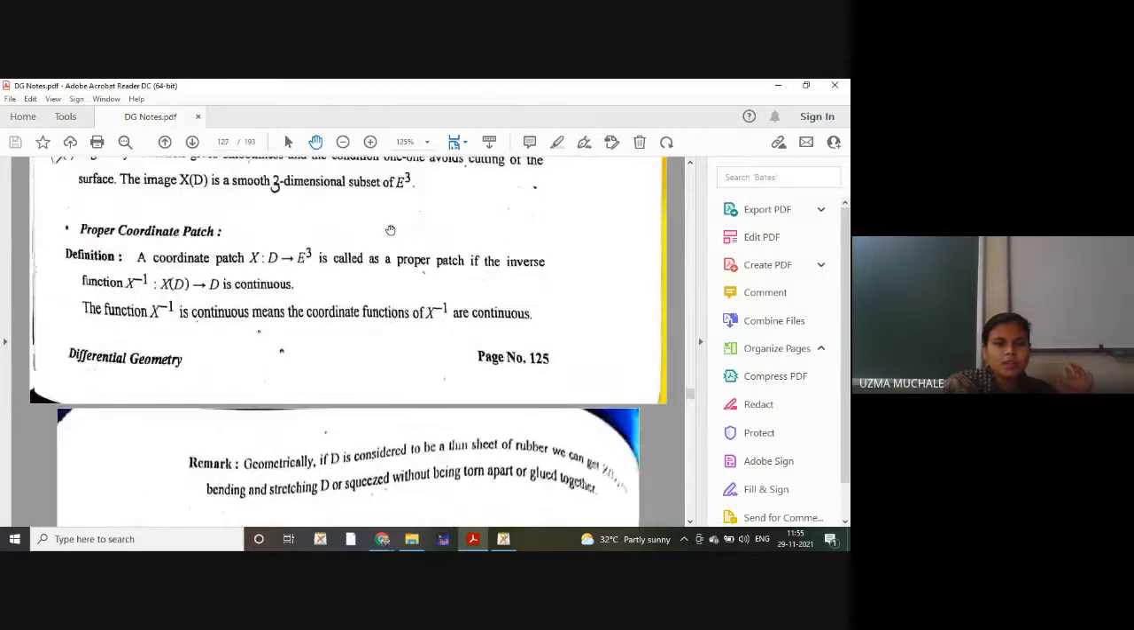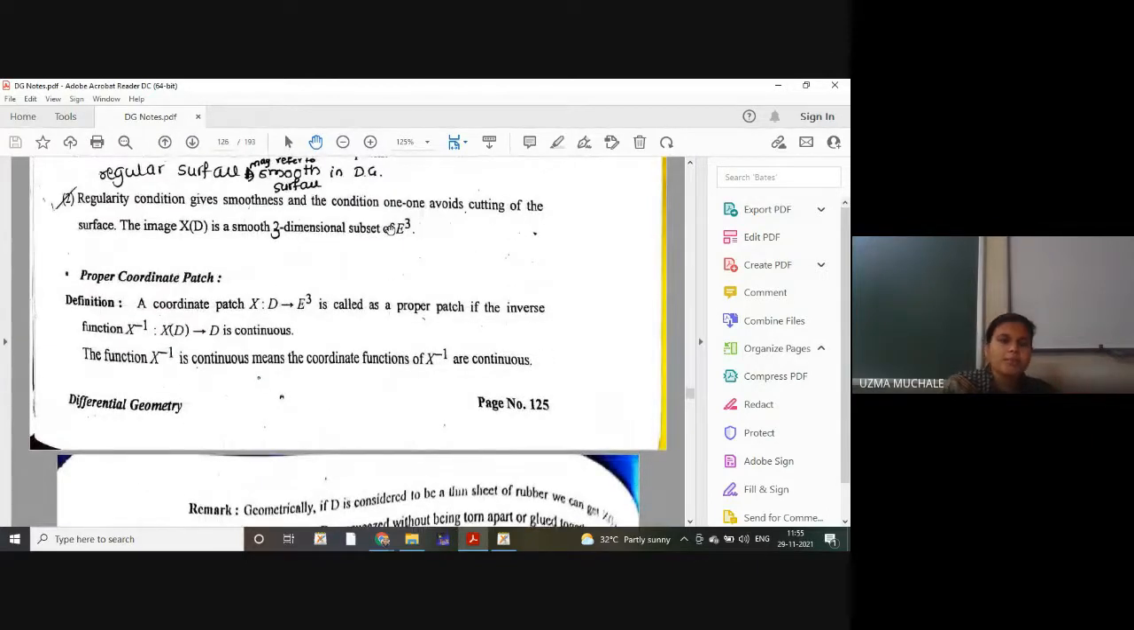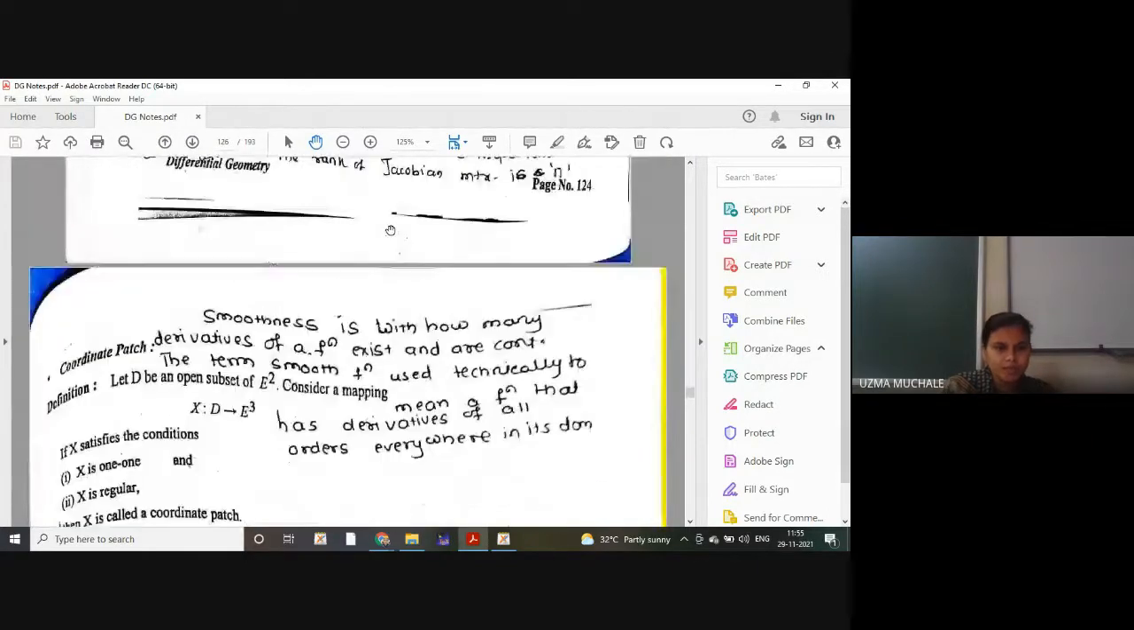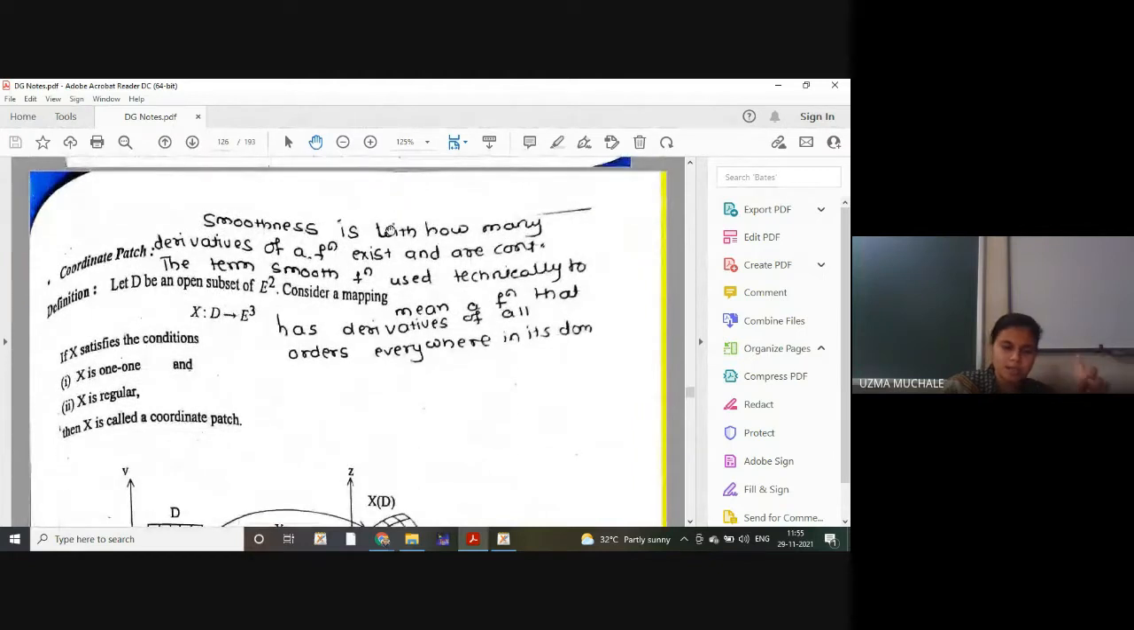Now let us go to the definition of a proper patch. Any doubt about the definition of a coordinate patch? Consider only 1-1 and regularity. 1-1 ensures no cutting, and the regularity condition ensures there is smoothness.